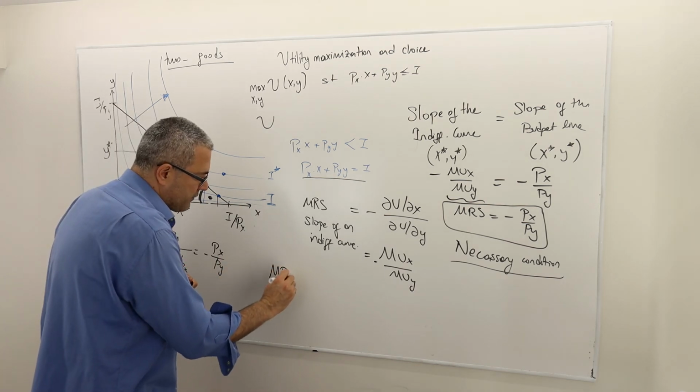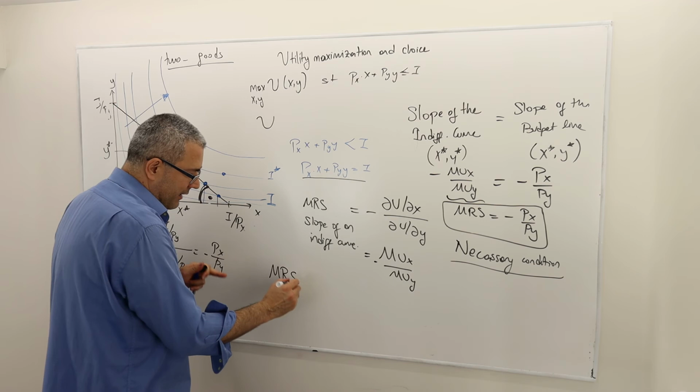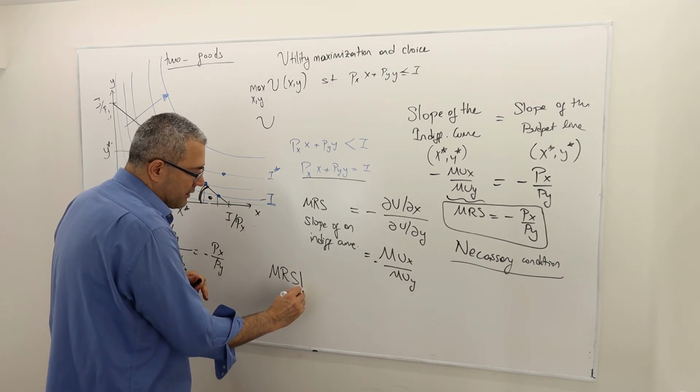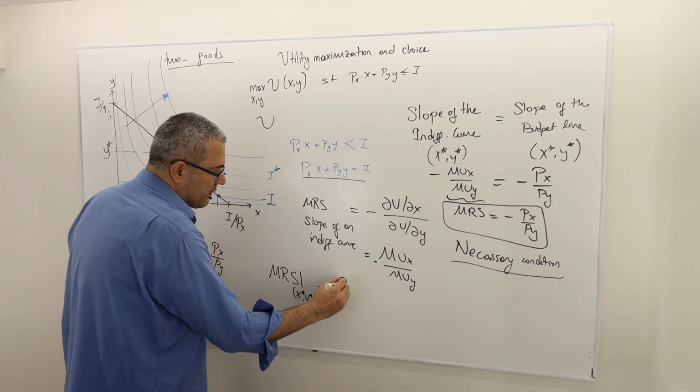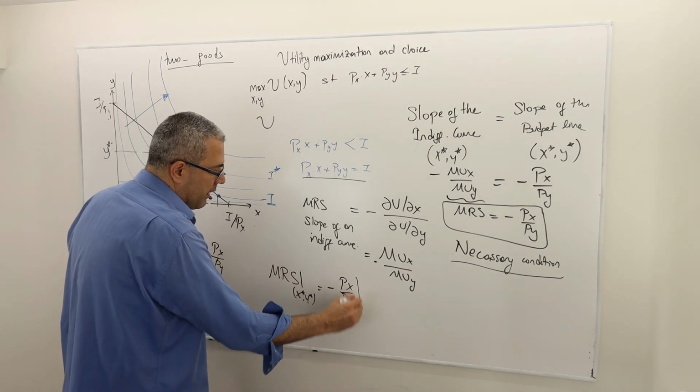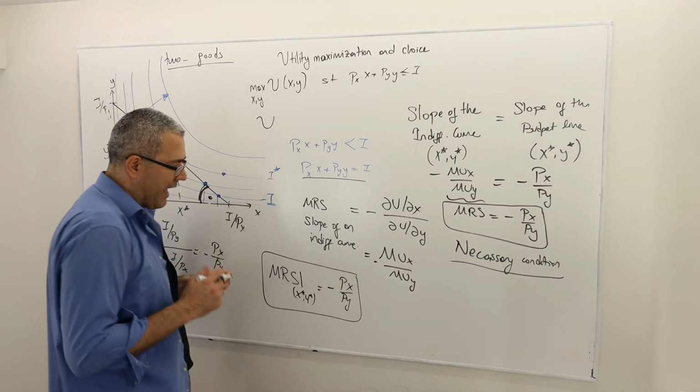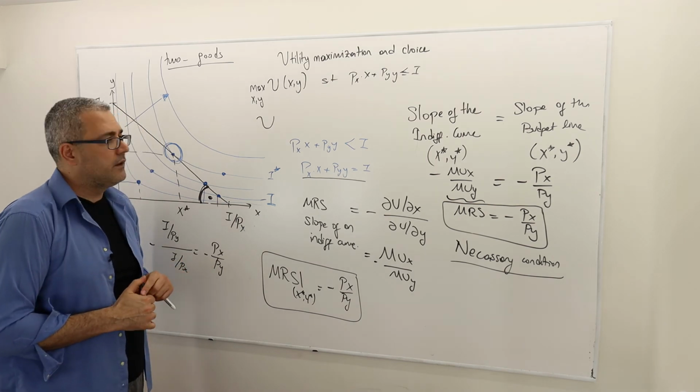The marginal rate of substitution, remember, that depends on what x star and y star you plug in, has to be equal to minus px divided by py. So this is graphically how we end up with this necessary condition.